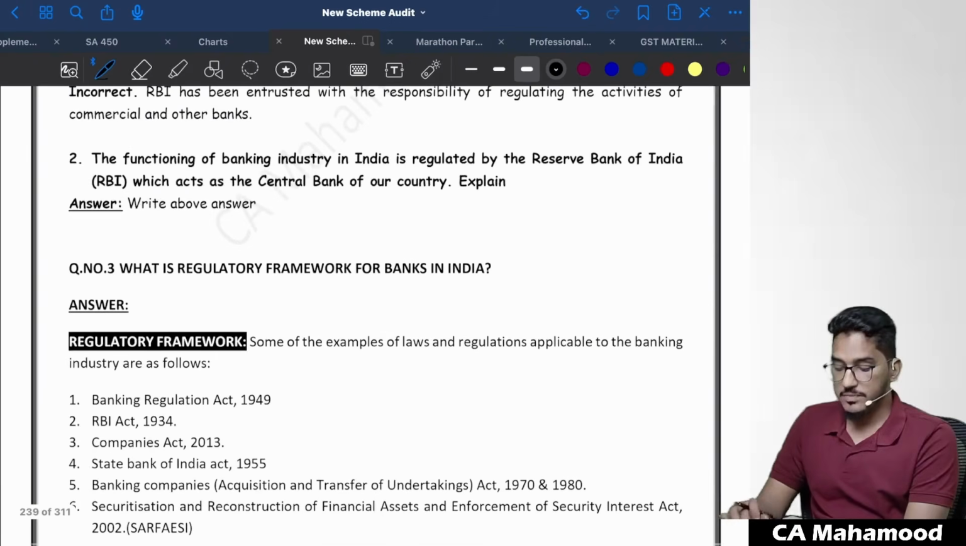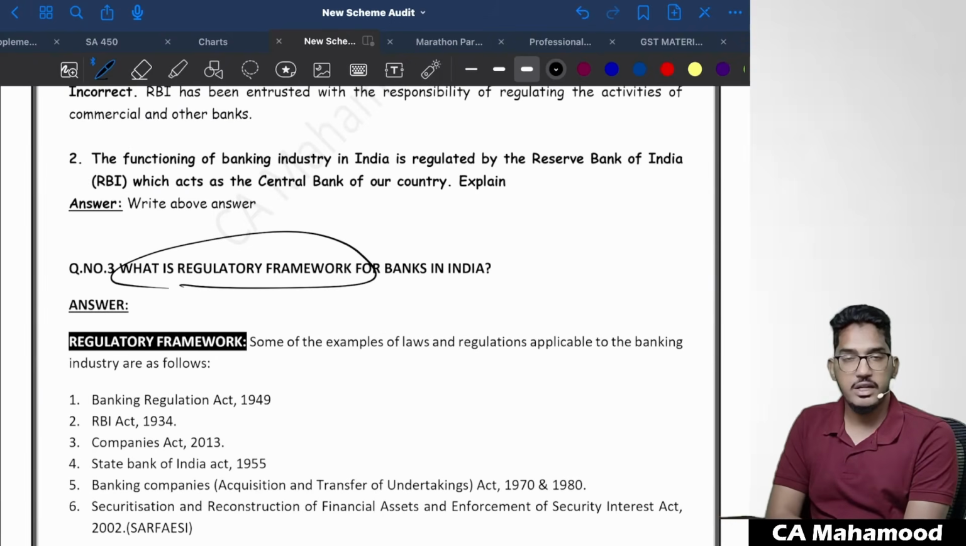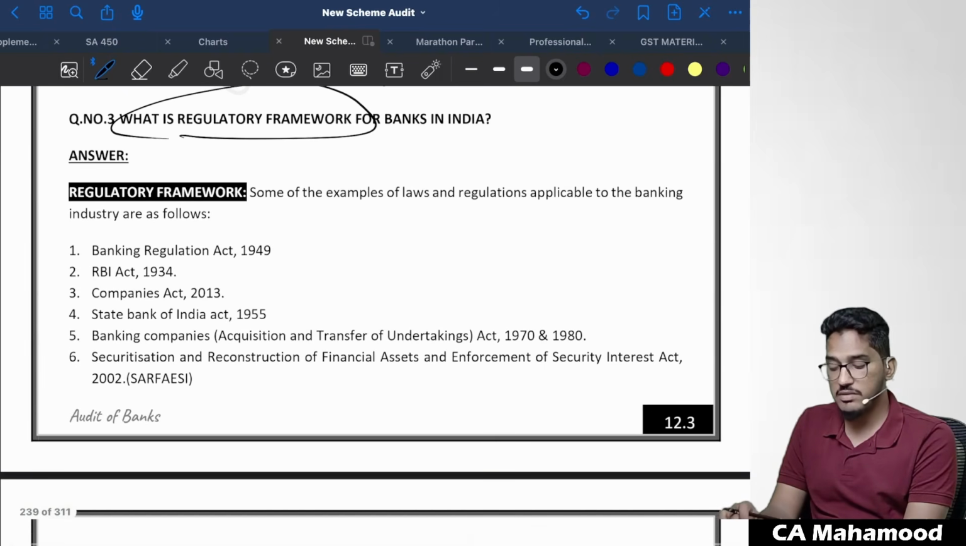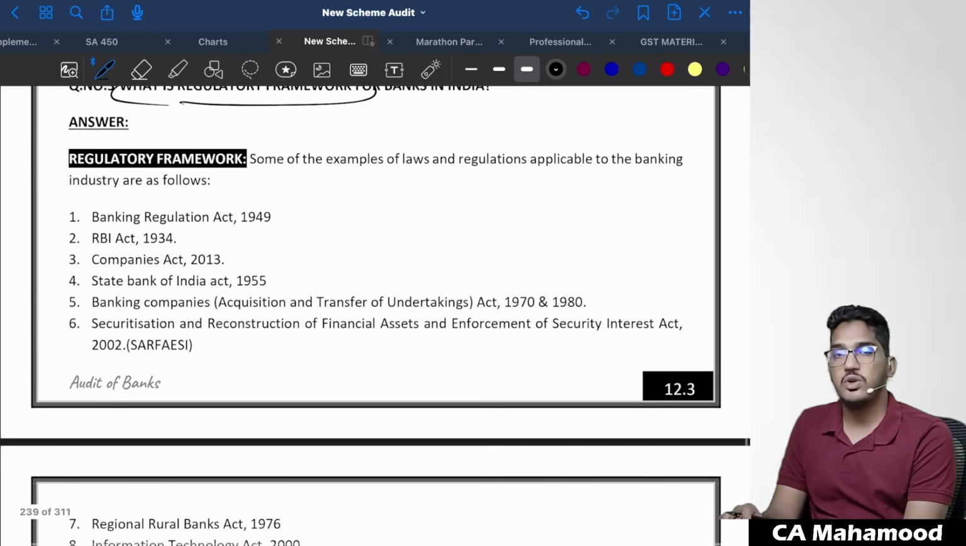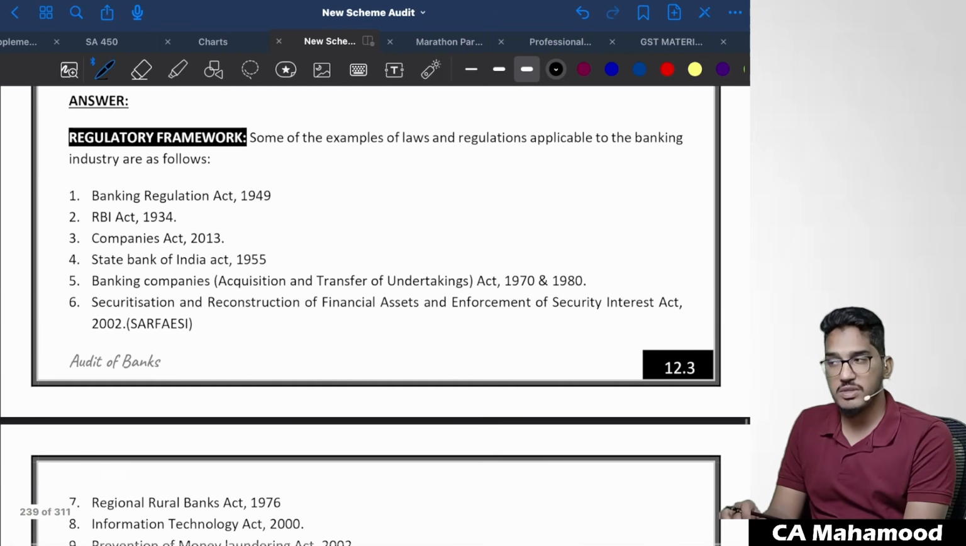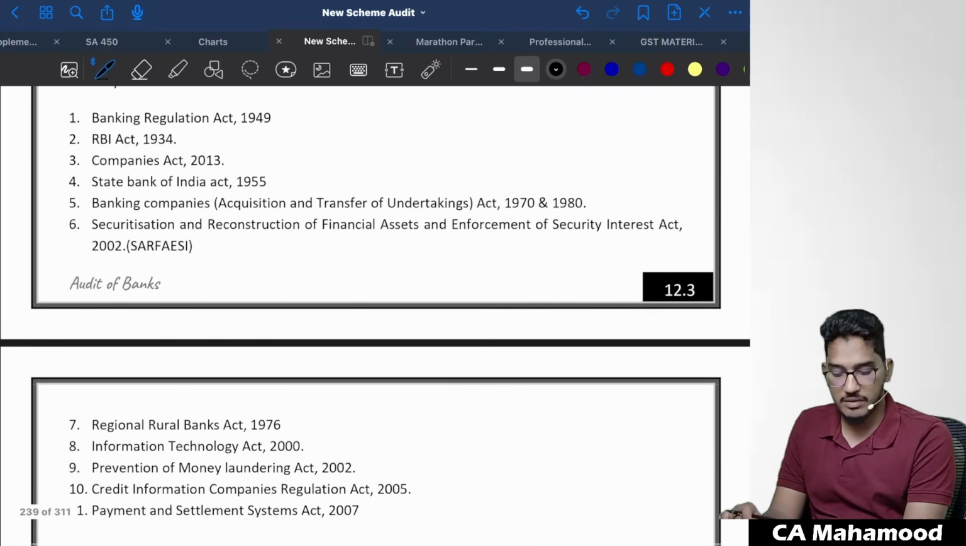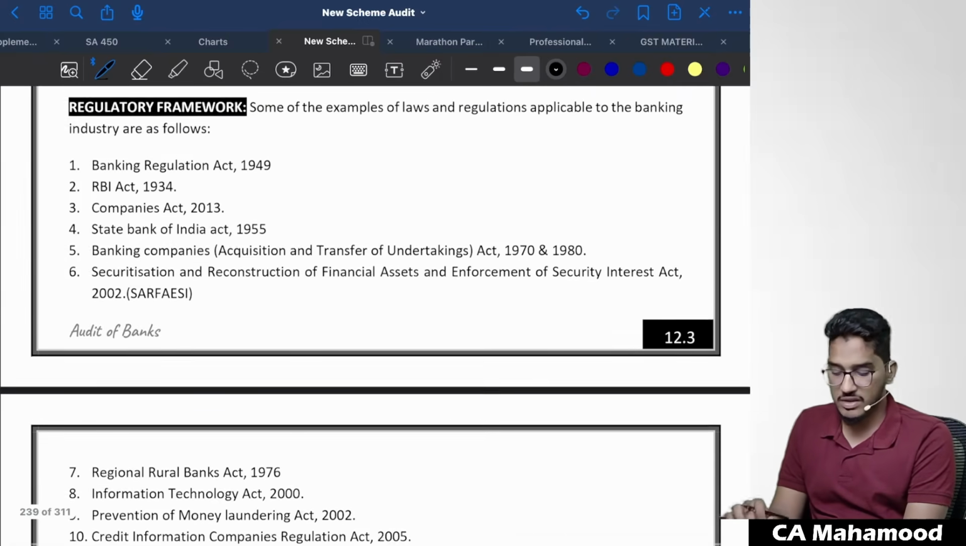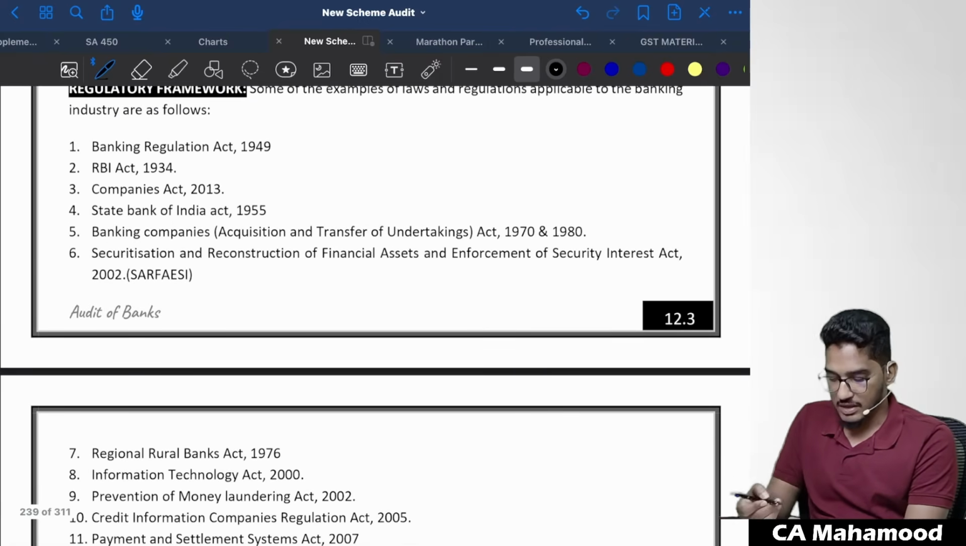Clear? Next, sir, what is a regulatory framework? Regulatory framework means nothing but what laws and regulations become applicable to the banks. If you want to run a bank in the country, it is not going to be an easy task. There are numerous laws and regulations which you are required to comply with. The list of laws and regulations is given here. There is no concept, so just a list is there.